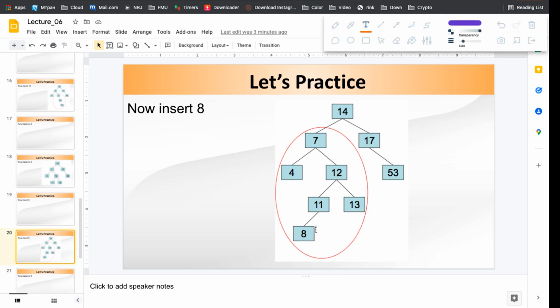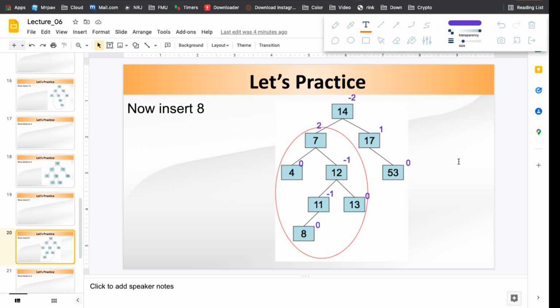So let's write balance factors for each node. 0, 0, 0. For this one it's negative 1. For this one it's also negative 1, right? So 1 minus 2. For this one it's 1. For 7 it's going to be what? 1, 2, 3 minus 1. So 3 minus 1, that's 2. For 14 it's going to be 2 minus 1, 2, 3, 4. So it's negative 2, right? Negative 2.